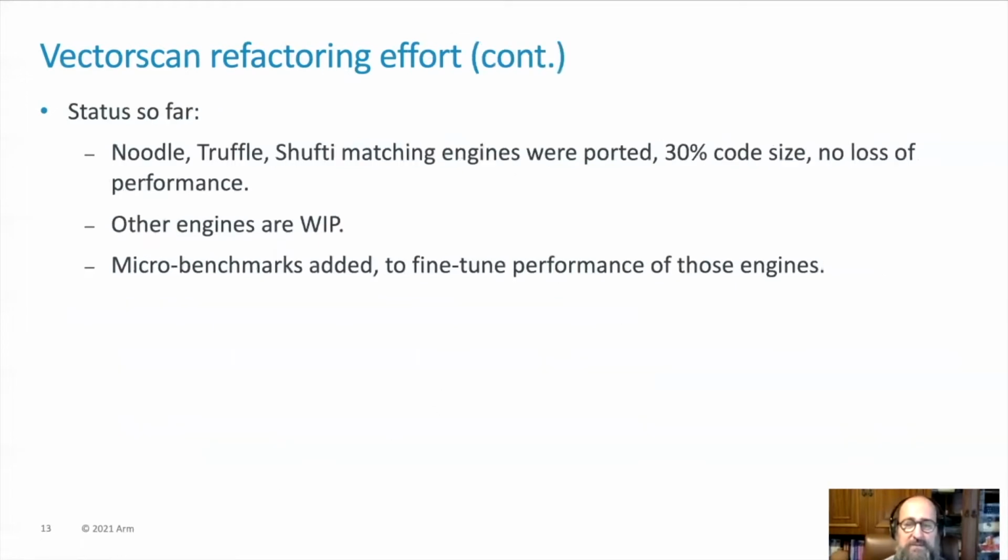So the status so far: we have completed the Noodle, Truffle, and Shufti matching engines ported to the new class. As expected, we have one third of the code size, no visible loss of performance, and work is in progress for the rest of the engines. In parallel, we developed and added a new micro benchmarking tool specifically for these engines to fine-tune their performance.